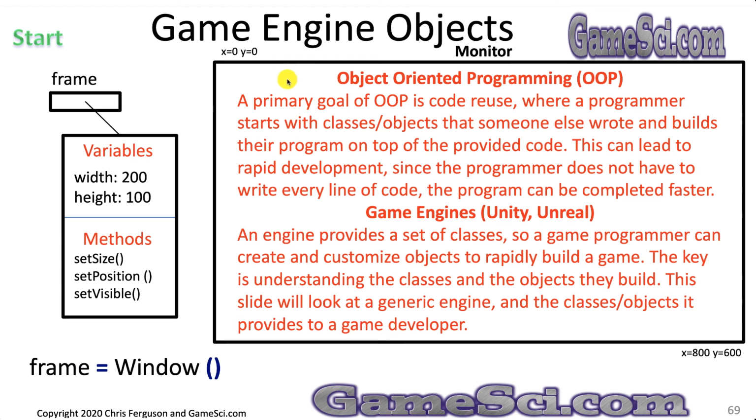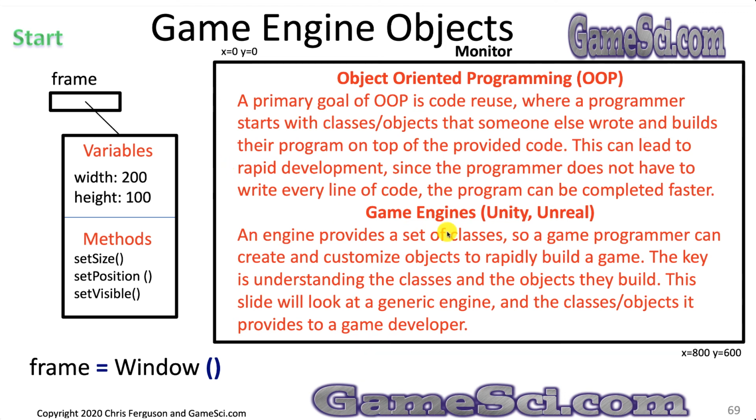Object-oriented programming, OOP. A primary goal of OOP is code reuse, where a programmer starts with classes and objects that someone else wrote and builds their program on top of the provided code. This can lead to rapid development. Since the programmer does not have to write every single line of code, the program can be completed faster.